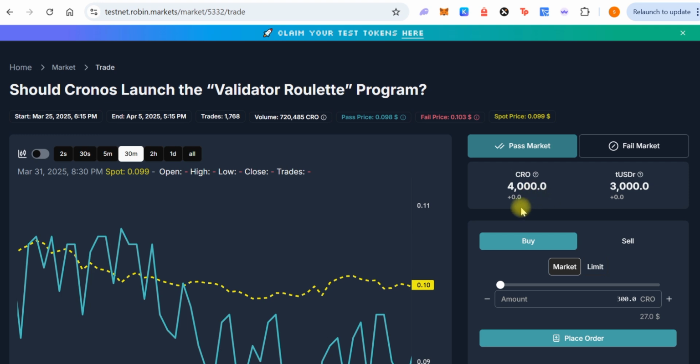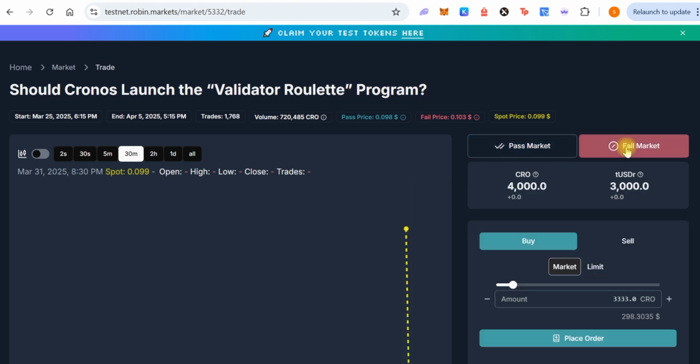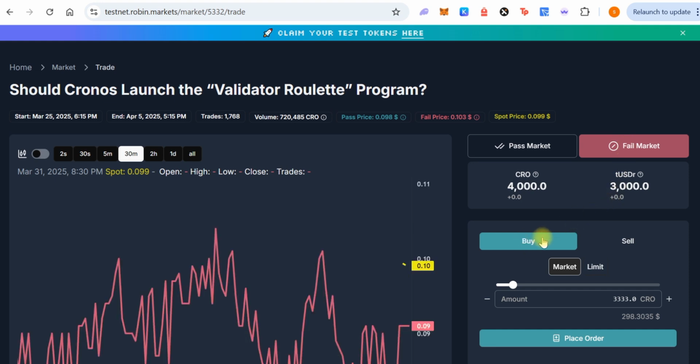Now, for you to decide whether you want to buy pass or fail, you would need USDR, right? That's the token you would use to trade the market. The way it works is, for example, let's say I decide that no, I don't want Kronos to do the validator roulette. Now I'm going to click on fail.